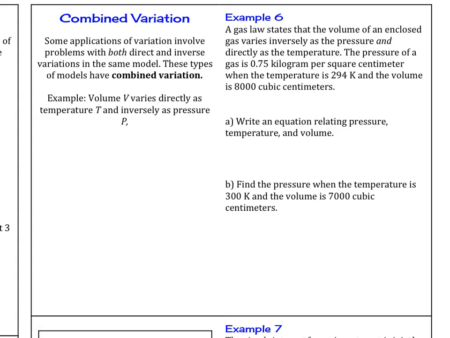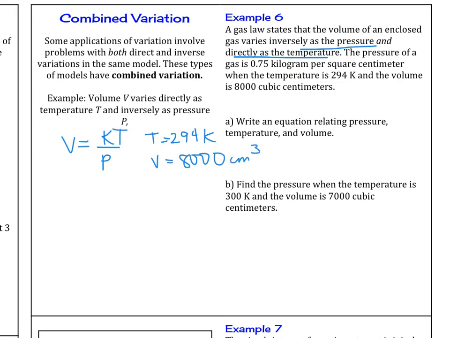So we know that volume equals K, and then it says inversely as the pressure, so the pressure will go in the denominator, and directly to temperature, so that'll go in the numerator. So we're given certain information. We know the temperature equals 294 Kelvin, the volume is 8,000 cubic centimeters, and the pressure equals 0.75 kilogram per square centimeter. So we're going to plug this in to figure out what our K is.